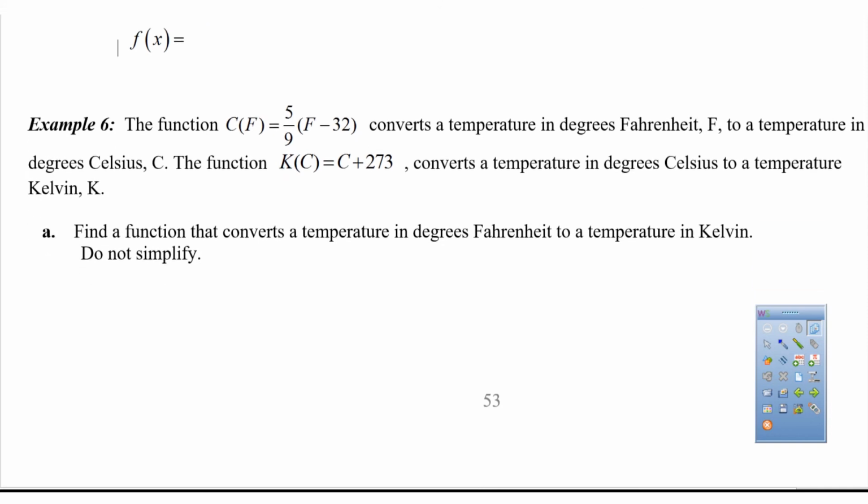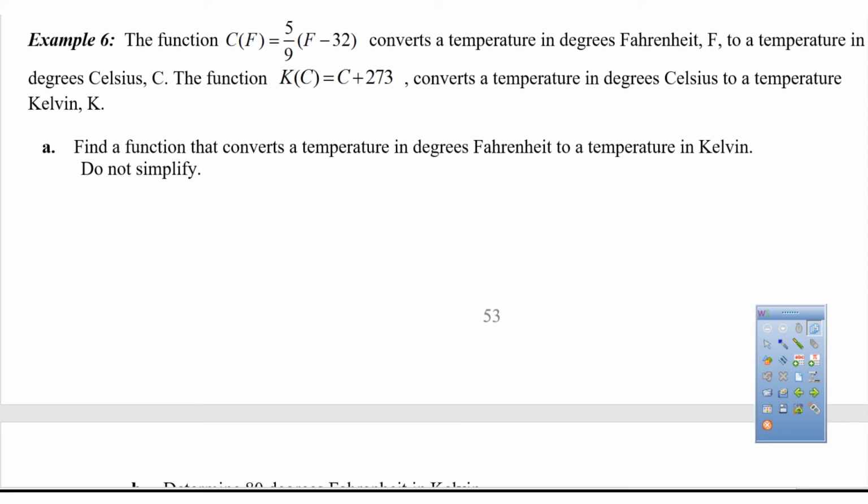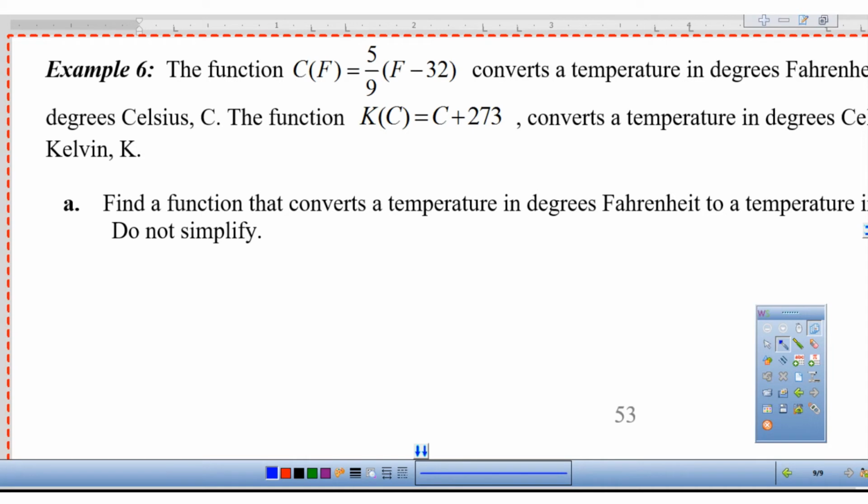Okay. Example 6. Here's your function. So this is C of F. So this is converting Fahrenheit into Celsius. This right here, K of C, this is turning Celsius into kelvins. It's all just different ways of measuring, okay? Everybody write this down for me, okay? Everybody write C of F equals 5/9 (F minus 32). Now everybody listen to this, okay?